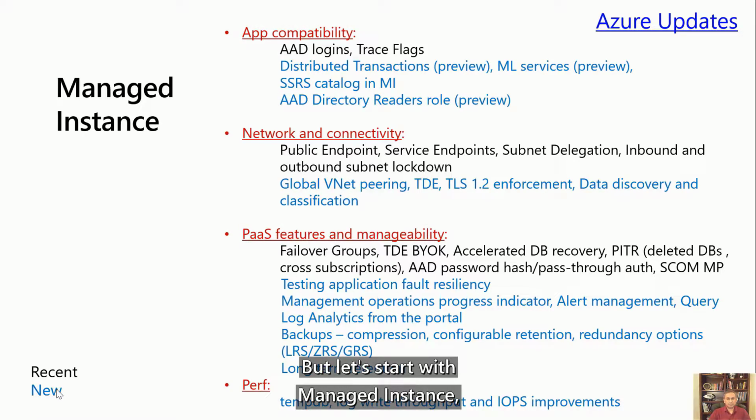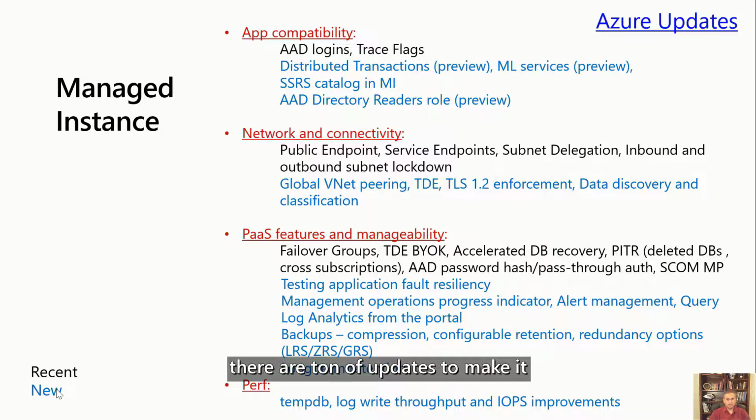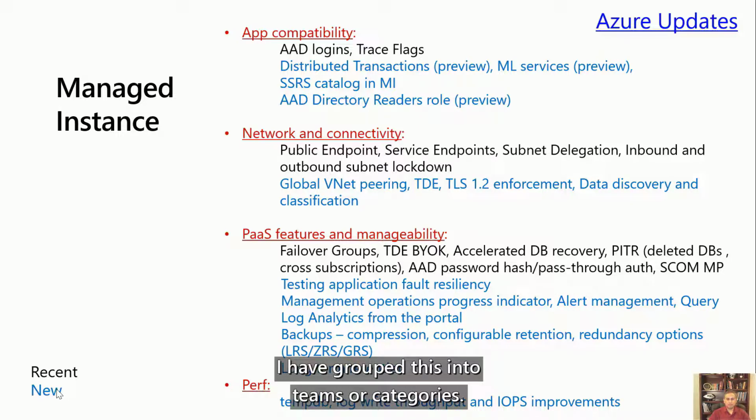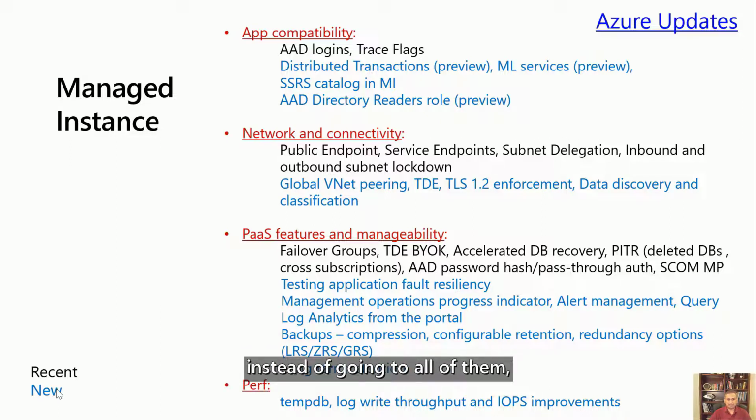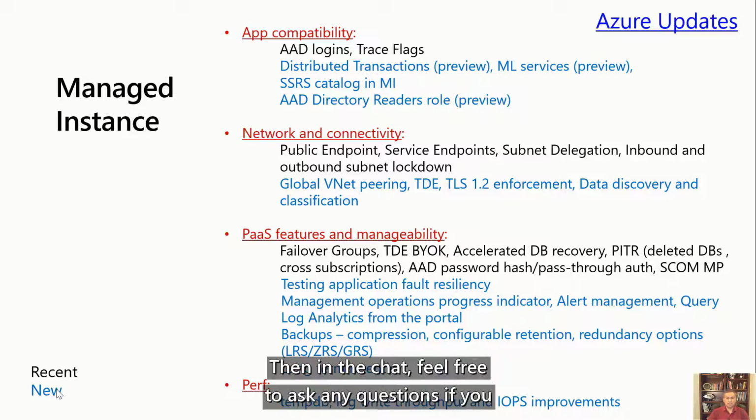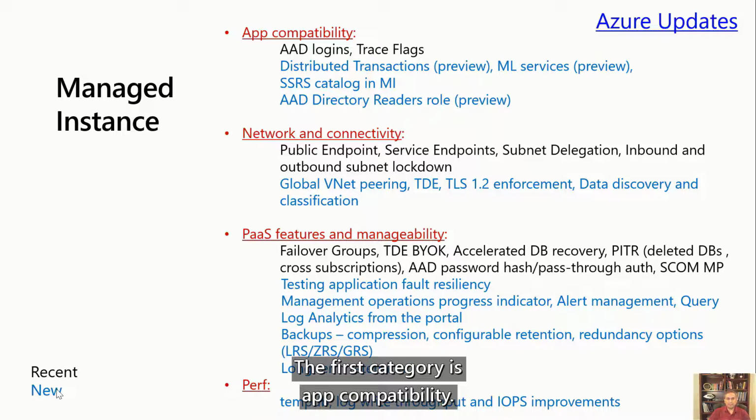Let's start with managed instance, one of our most popular deployment choices. And here, as you can see, there are a ton of updates. To make it easier for you to follow along, I have grouped these into themes or categories. Let's go through each one of them, and instead of going through all of them, I will cover the new ones first. And then in the chat, feel free to ask any questions if you have anything about any other of those improvements. The first category is app compatibility.